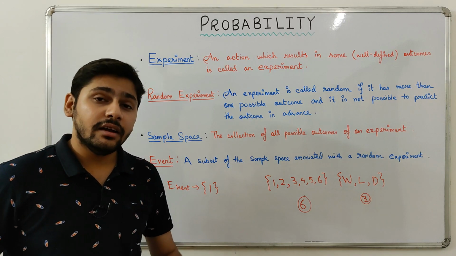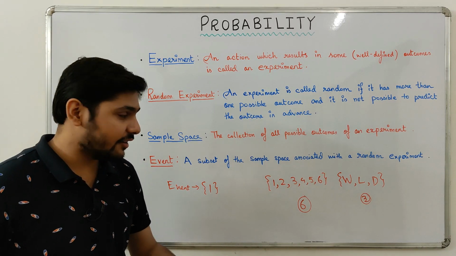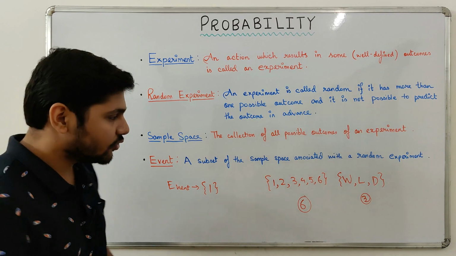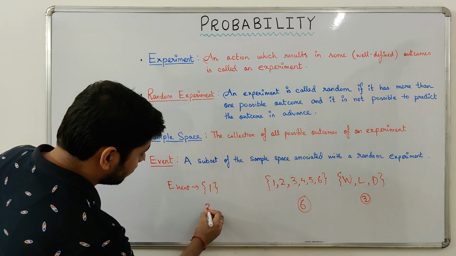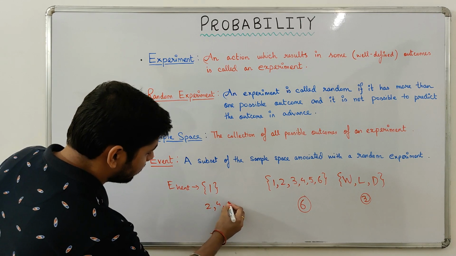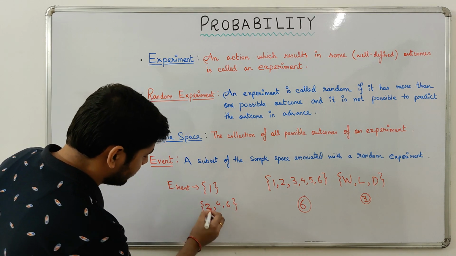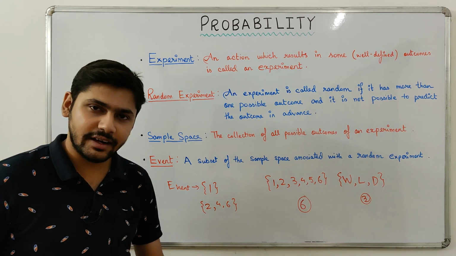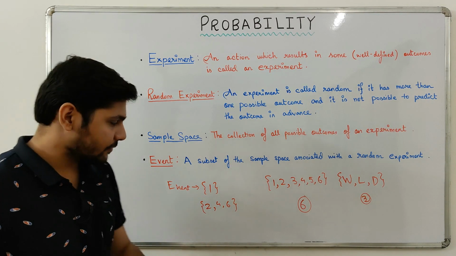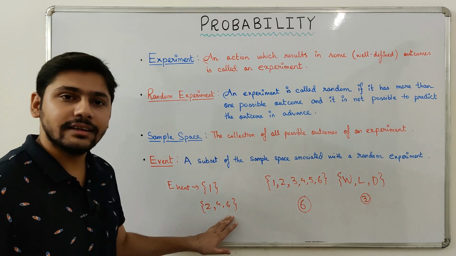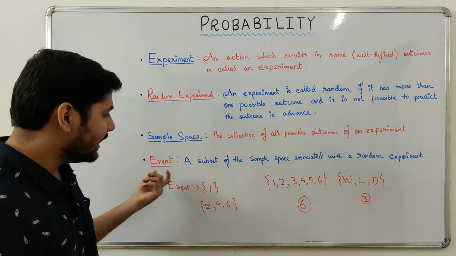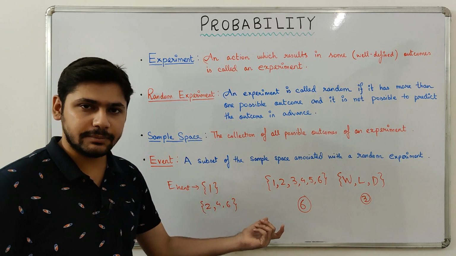Say for example, what will be the event of getting all the even numbers when you throw a dice? So what are the even numbers? 2, 4 and 6. So when you throw a dice and if you want to get an even number, the event becomes 2, 4 and 6. Simple to understand. And an event can only be a subset of the sample space.